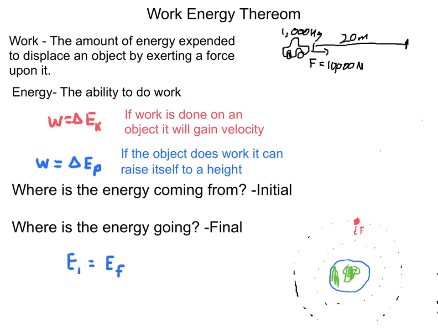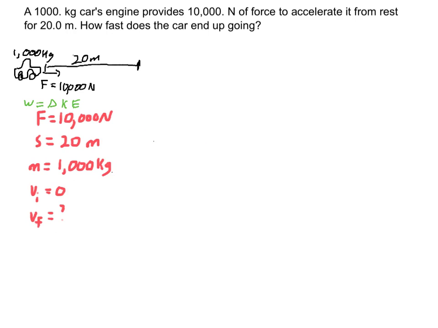So once again, the trick is ask where's energy coming from, put everything where it's coming from or what energy it already has as the initial, and where is the energy going? Put that as your final. Let's actually do that car problem now. We have a car, has a mass of 1,000 kilograms, and the engine of this car is able to provide a maximum force of 10,000 newtons.